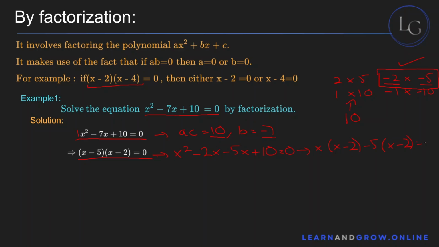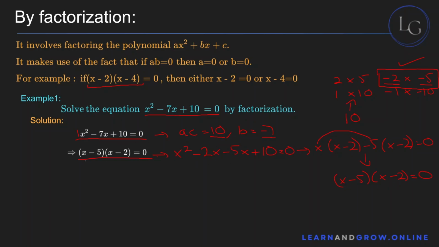Now, as you can see, you have x - 2 here and x - 2 here. This is very important. These must be the same. So (x - 2) and (x - 2), we'll put them in one bracket over here. And these two terms will go in another bracket. And that is how you factorize that quadratic equation.